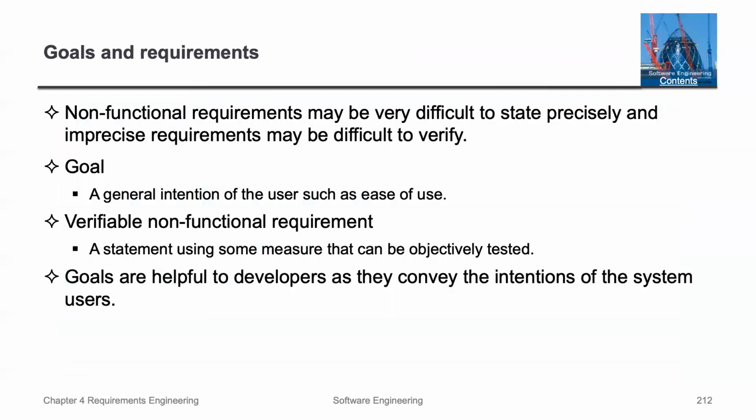What about goals and requirements? Non-functional requirements may be very difficult to state precisely, and imprecise requirements may be difficult to verify. So the goal is a general intent of the user, such as ease of use. Verifiable non-functional requirements could consist of a statement using some measure that can be objectively tested. Goals are helpful to develop as they convey the intentions of the system users.